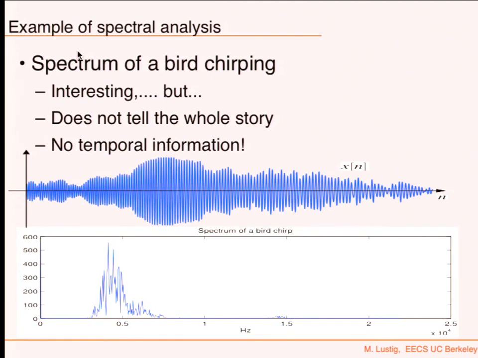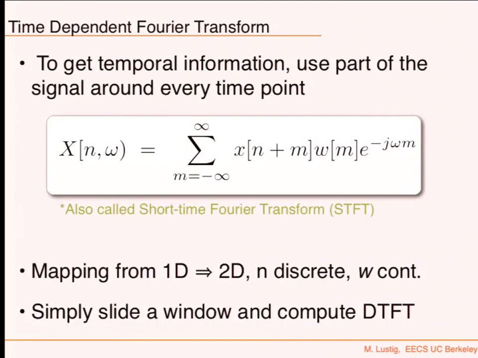I compute a spectrum of one, I compute a spectrum of the other. Well, they look the same. I guess it's the same signal, right? So then birds and people would not be distinguishable. But obviously there's something different. So we need to find what's different. There's no temporal information here.